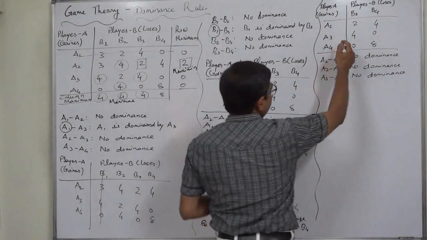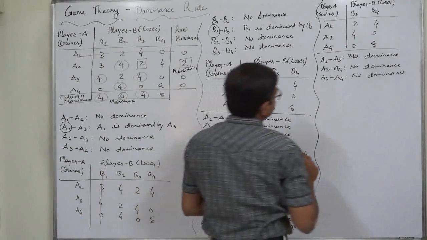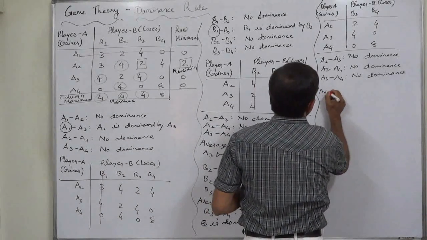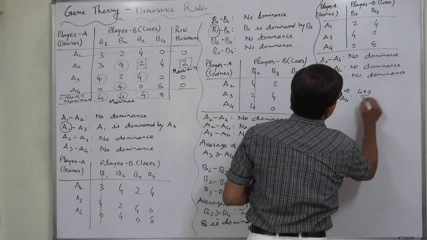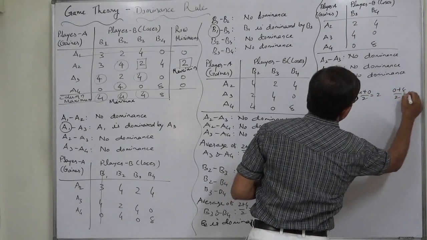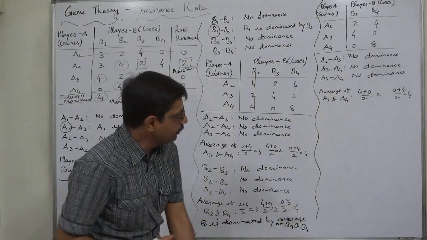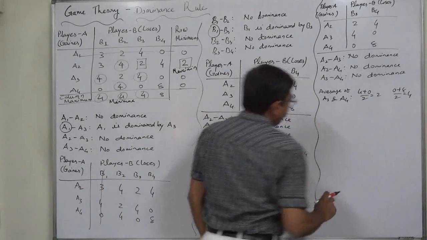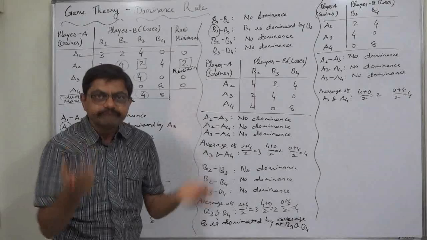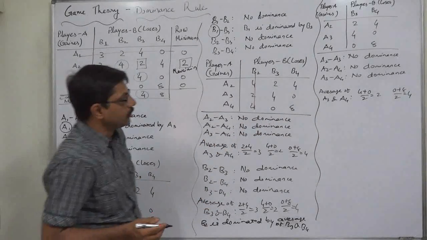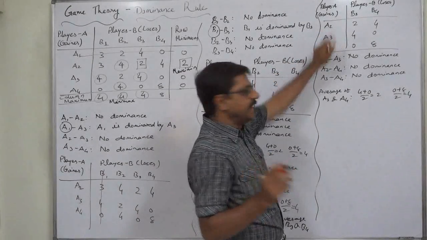So again, let's compare A2 with the average of A3 and A4. 4 plus 0 by 2 is 2, 0 plus 8 by 2 is 4. A2 average 2, A4 average 4. So we can say that A2 is dominated by the average of A3 and A4, because A2 is not going to give any greater gain against the average gain of A3 and A4. So A would not prefer to use strategy A2.